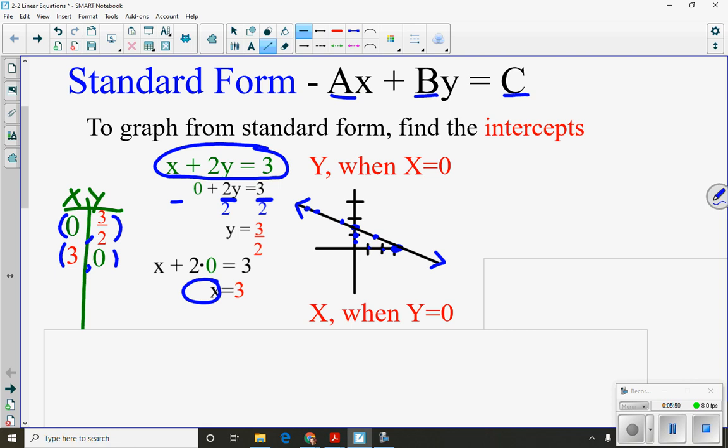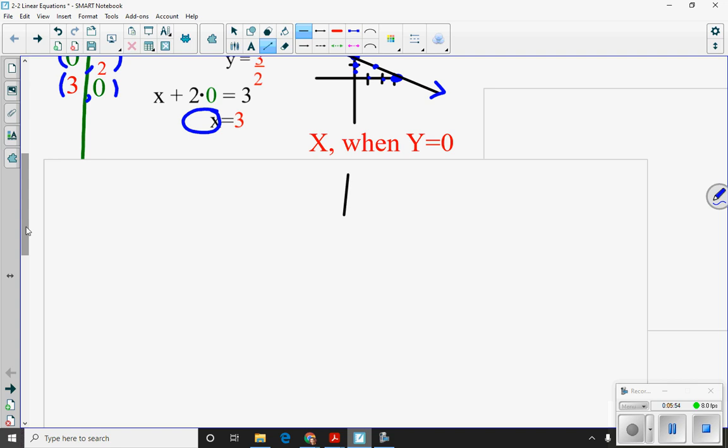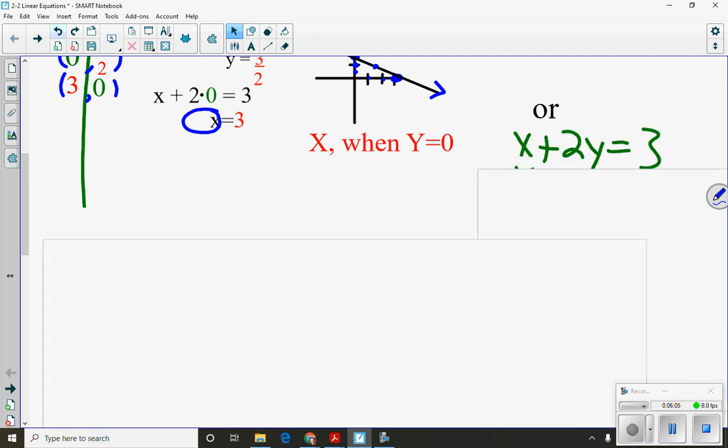Now, this is not the only way to graph these equations. There are others. One other way is taking this equation, x plus 2y equals 3, and we could just do a little algebra on it. I could take this x and subtract x from both sides.